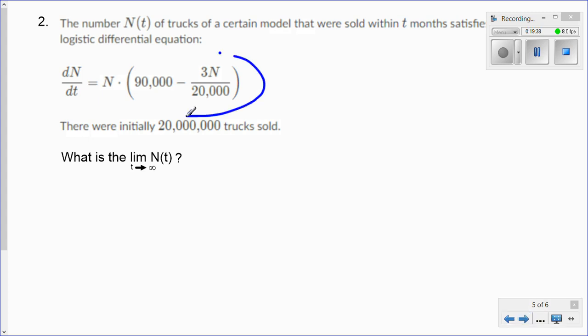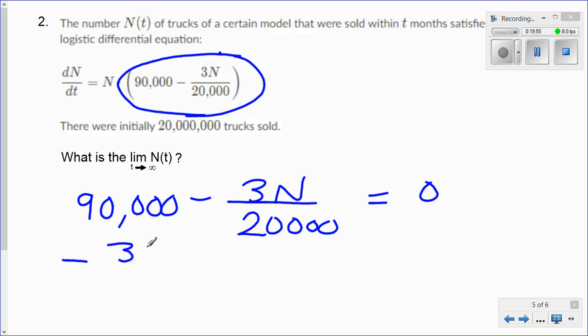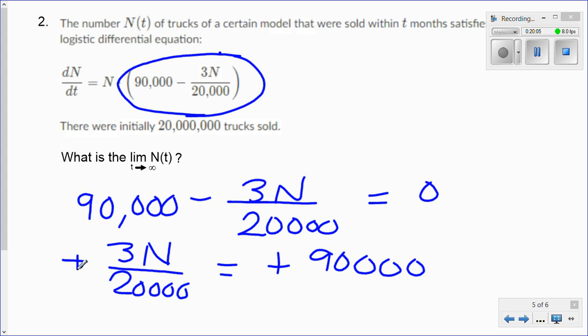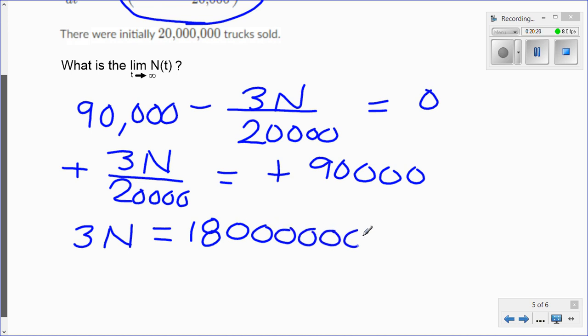We know the carrying capacity is going to come from setting this factor equal to 0. So we have (90,000 minus 3 times N) divided by 20,000 equals 0. We will subtract 90,000 on each side, and then we will divide by -1 on each side. Then we will multiply by the 20,000. So we're going to get 2 times 9 is 18, and then I'm going to need 8 zeros. 1, 2, 3, 4, 5, 6, 7, 8.